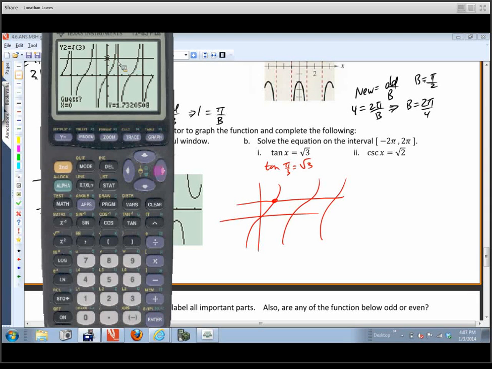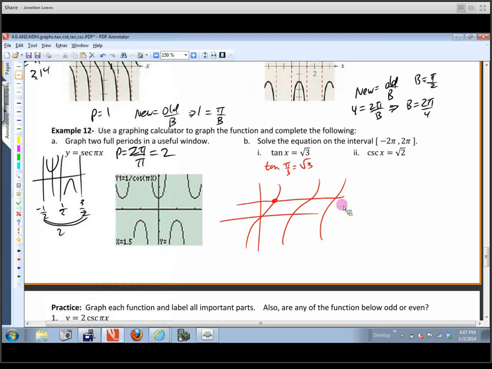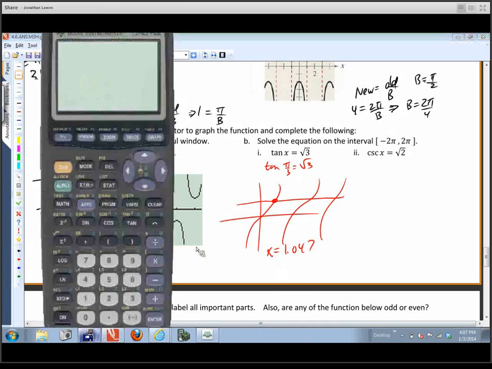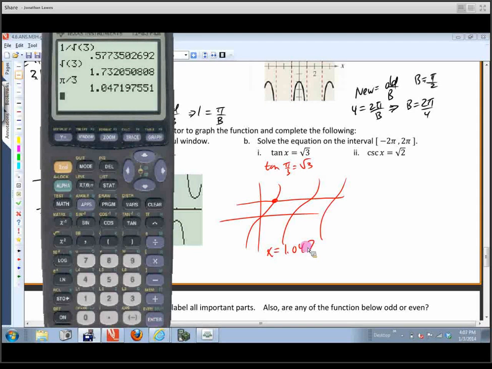Well, let's find this one first. Let's find that one right there. Okay, so that looks like it's pretty darn close. So I'm going to hit enter. It's going to find it. And the answer is, it intersects at 1.047. Okay, so one of the answers is x equals 1.047. Well, we think that ought to be pi thirds, so let's just type in pi thirds, pi divided by 3. So it's 1.047, so that's the right answer.